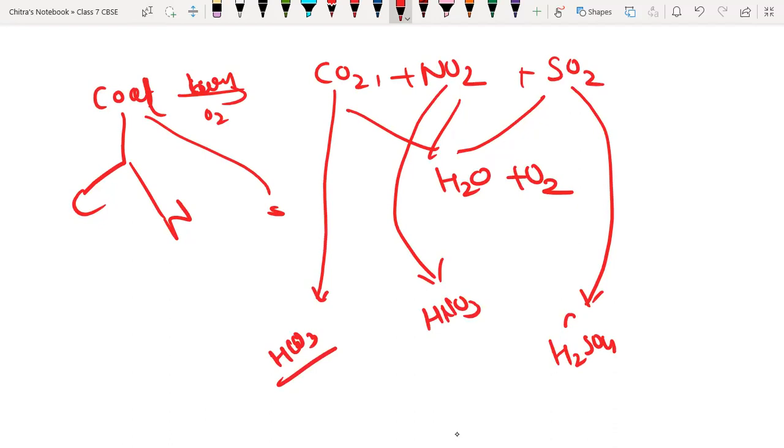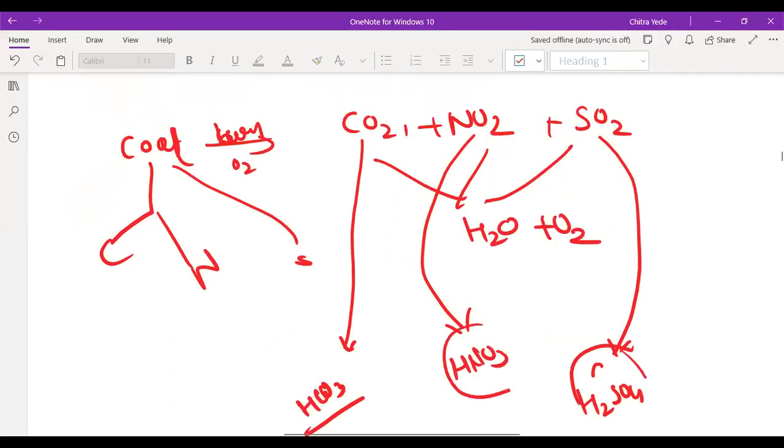This is the way acid rain forms. All these acids get mixed with the rainwater, and the nature of the rainwater becomes acidic, and it is called acid rain.